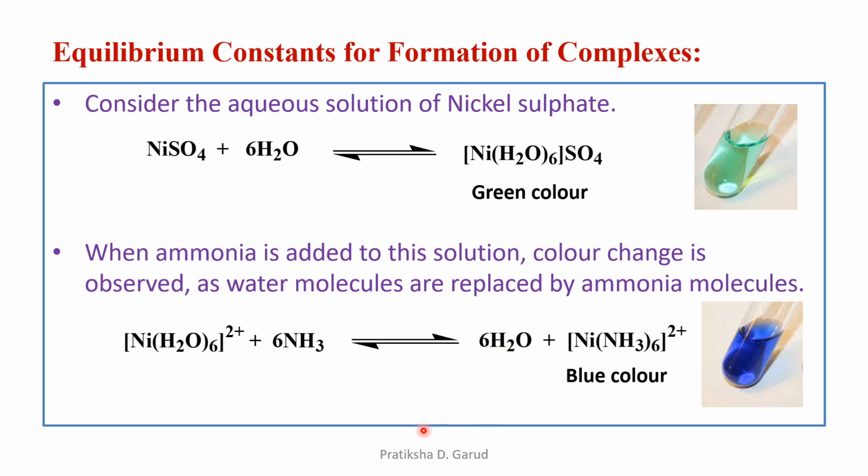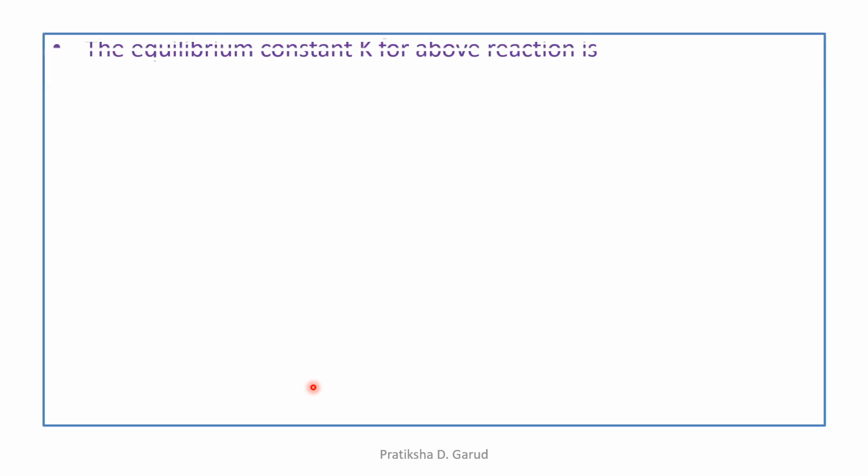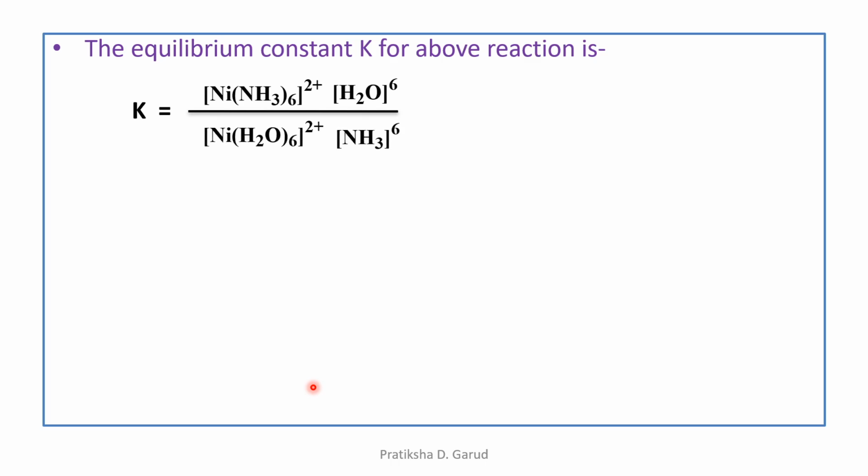Now from this we have to find out the equilibrium constant. So how to find out the equilibrium constant? It is nothing but the concentration of the products. Products are this blue color solution and the water, divided by the concentration of the reactants, that means this green solution and the ammonia molecules. So the equilibrium constant K for this reaction is K equals the concentration of the products, [Ni(NH3)6]2+ into [H2O]6, divided by the concentration of the reactants, [Ni(H2O)6]2+ into [NH3]6, and this becomes equal to 10⁸. So this is the equilibrium constant for the reaction.